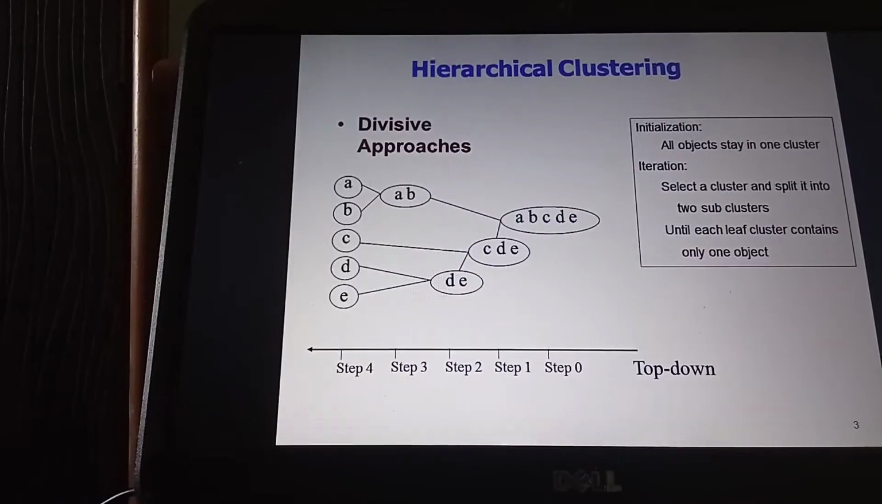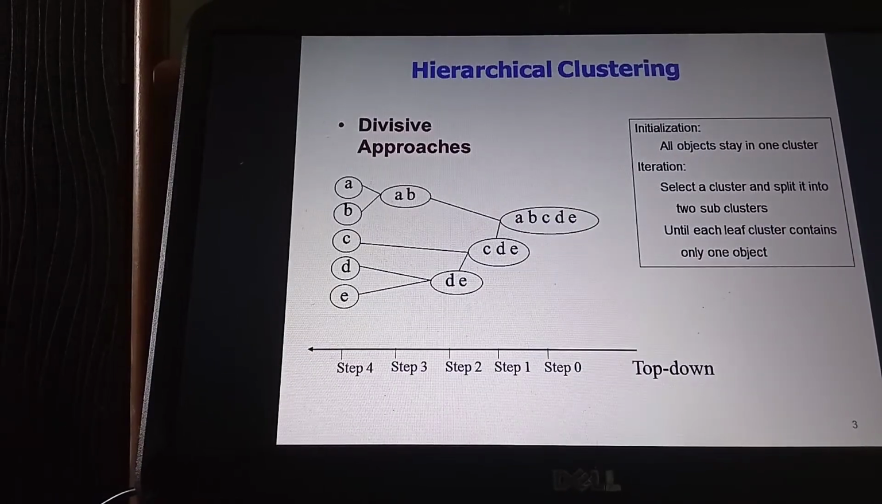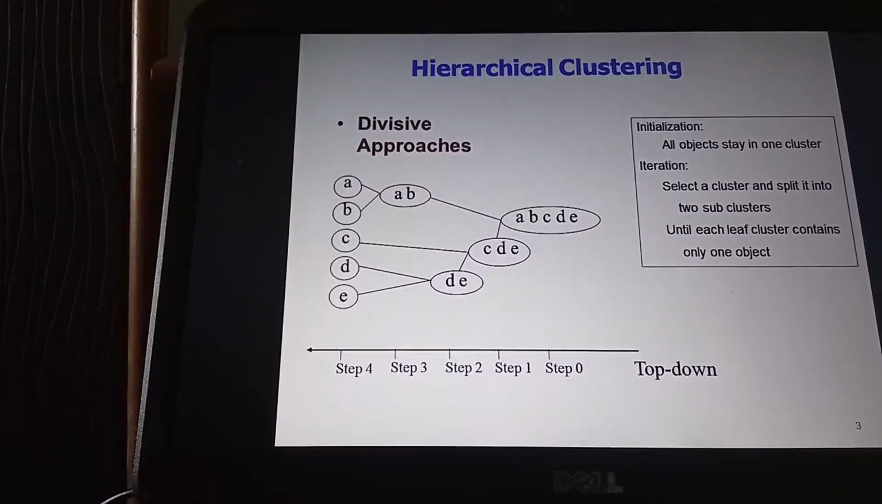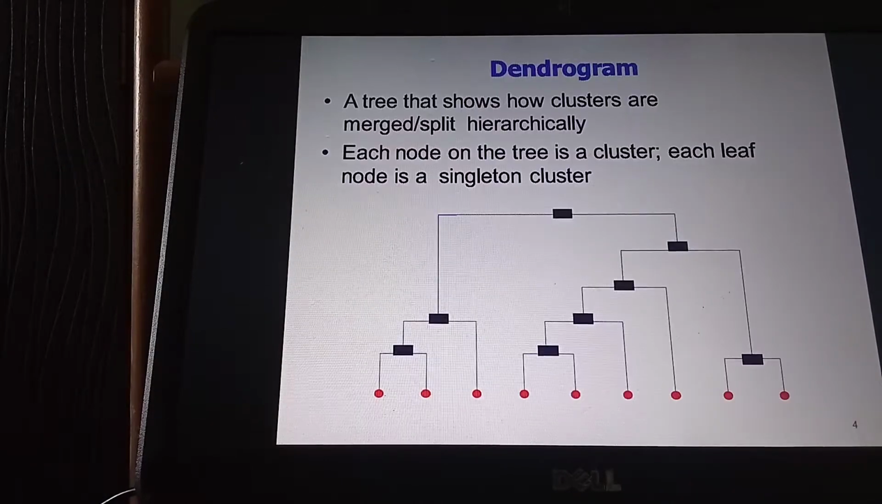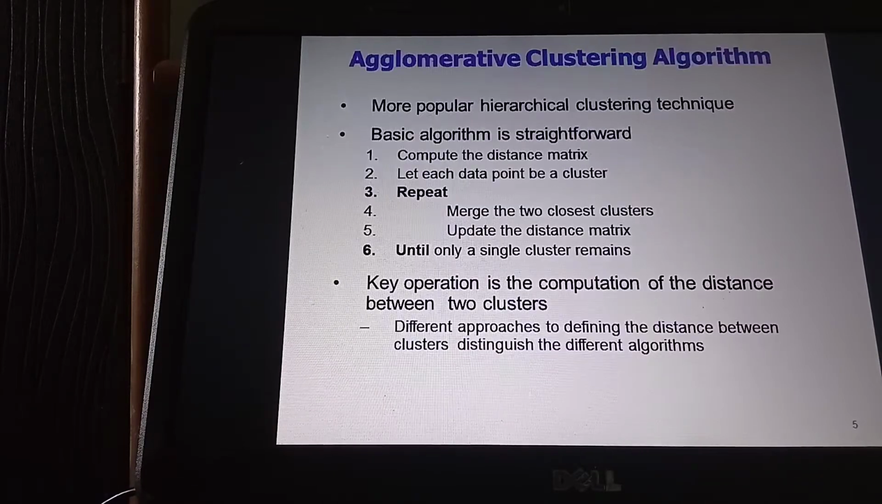The second method, the top-down approach, is also called the divisive approach. In that, first initialize all objects to stay in one cluster. In each iteration, select a cluster and split it into two subclusters until each leaf cluster contains only one object. Dendrogram: a tree that shows how clusters are merged or split hierarchically. Each node on the tree is a cluster. Each leaf node is a singleton cluster.